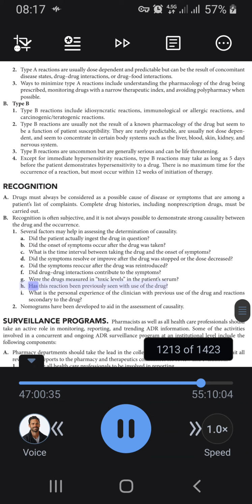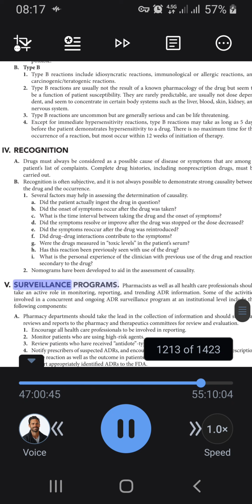H. Has this reaction been previously seen with use of the drug? I. What is the personal experience of the clinician with previous use of the drug and reactions secondary to the drug? 2. Nomograms have been developed to aid in the assessment of causality.